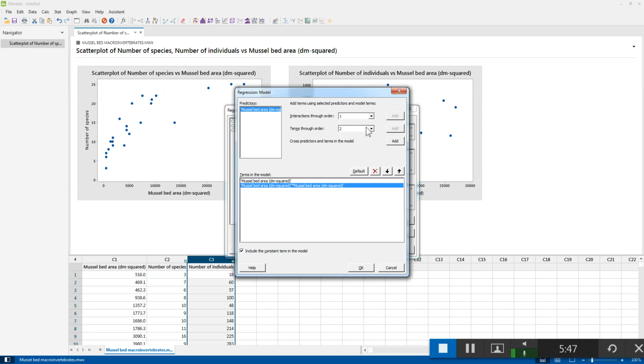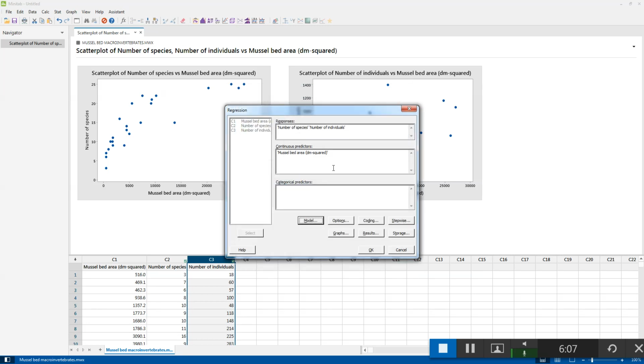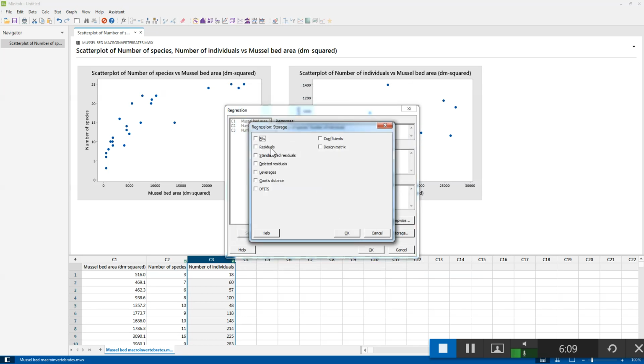If I wanted to put a cubic term in, then I would just drop that down to 3, and then I would have x cubed in there. Generally, if I saw a relationship where it was going up and then going back down again and then going back up again, then that would be a cubic regression. I haven't got that relationship, so I'll ignore that. So we will keep those two terms in there and store the residuals.